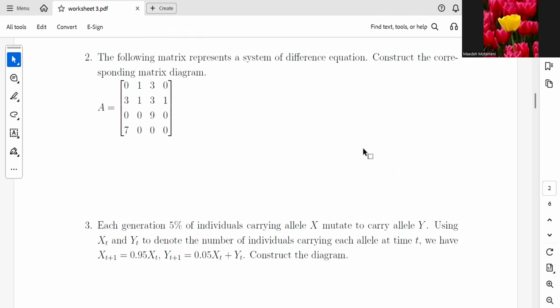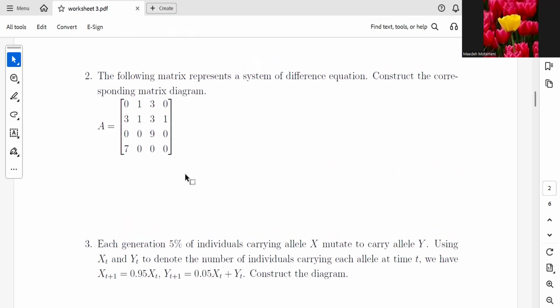Number 2 says the following matrix represents a system of difference equations. Construct the corresponding matrix diagram. So we know how to draw the diagram. We know that we will have 4 circles, let's say A, B, C, D. But this time we have arrows, and on top of that we would have a number for that. This number can be the value or the probability if that's between 0 and 1, or any other context.